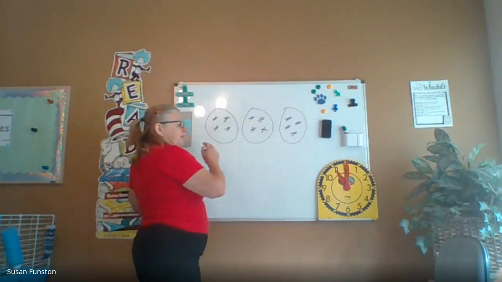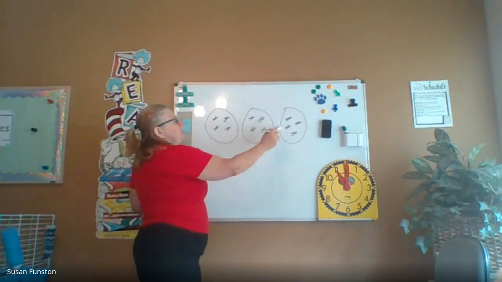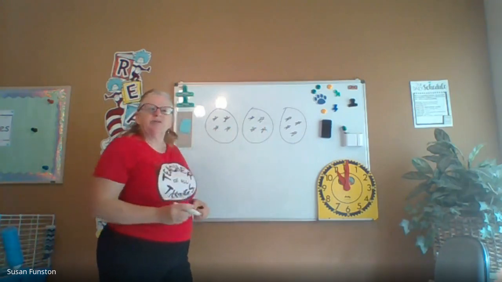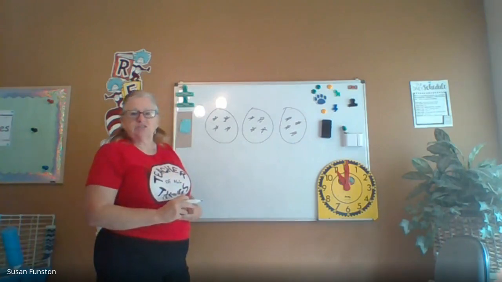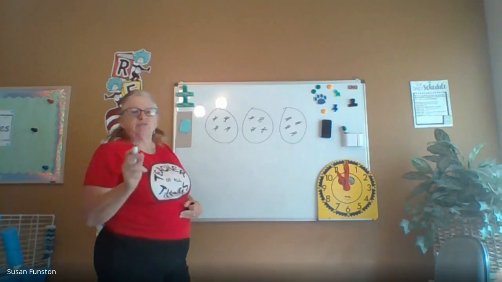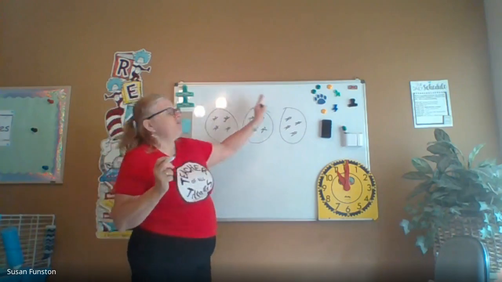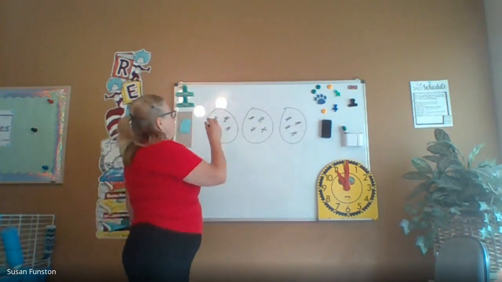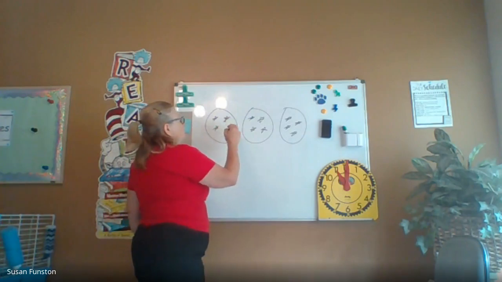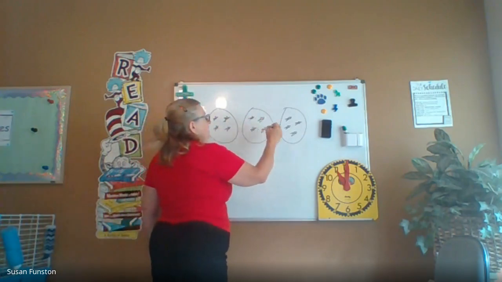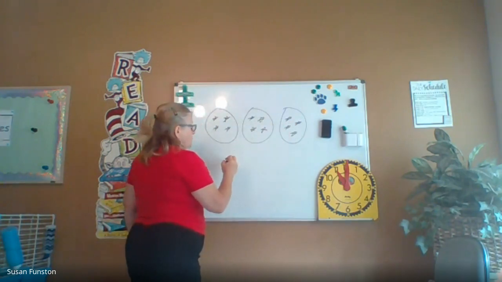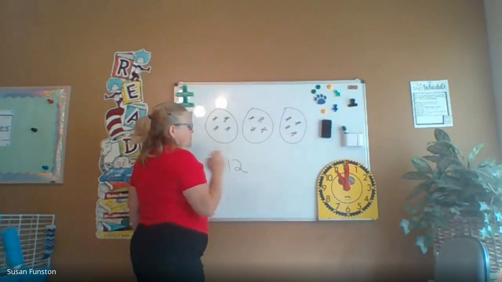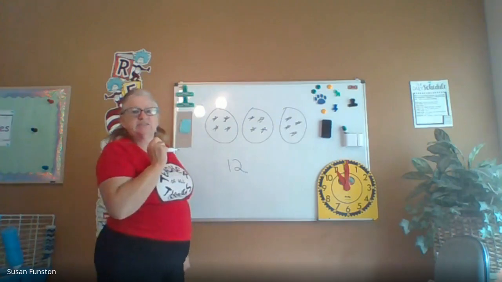So I need to write a division sentence that shows how she divided up her star stickers. So what number do I start with first? That's right, our biggest number, or the number we have all together. So let's count them. 1, 2, 3, 4, 5, 6, 7, 8, 9, 10, 11, 12. So 12 represents the total number of stickers that we have.